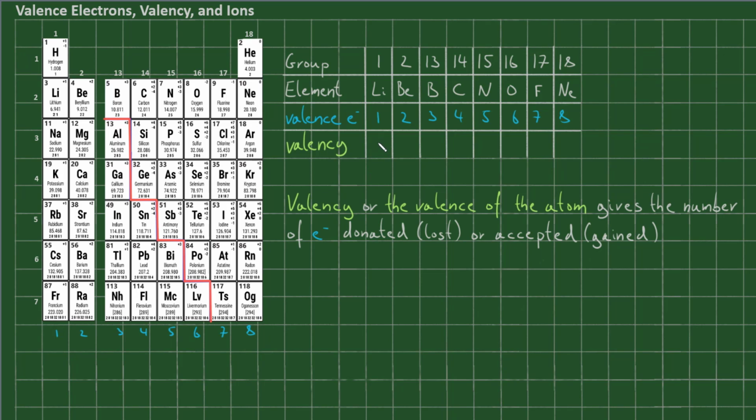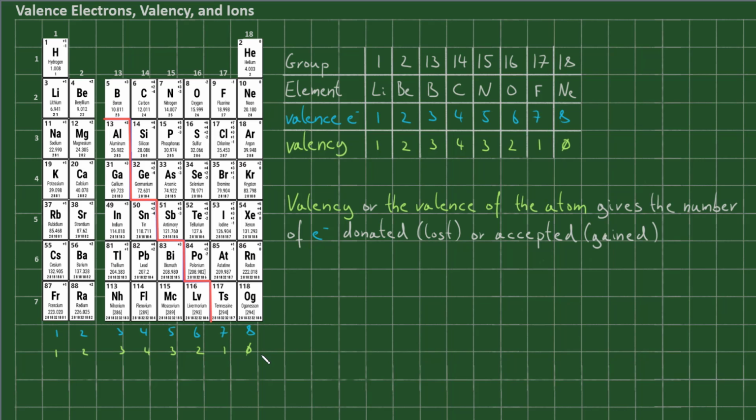All of the group 1 elements have a valency of 1. Group 2, valency of 2. Group 13, valency of 3. Group 14, valency of 4, and now we start going backwards. Group 15 have a valency of 3, Group 16 valency of 2, Group 17 valency of 1, and Group 18 noble gases have a valency of 0. The noble gases already have a stable electron configuration, so they do not need to lose or gain electrons. Fair enough. I'm going to add the valency values beneath my periodic table as well.